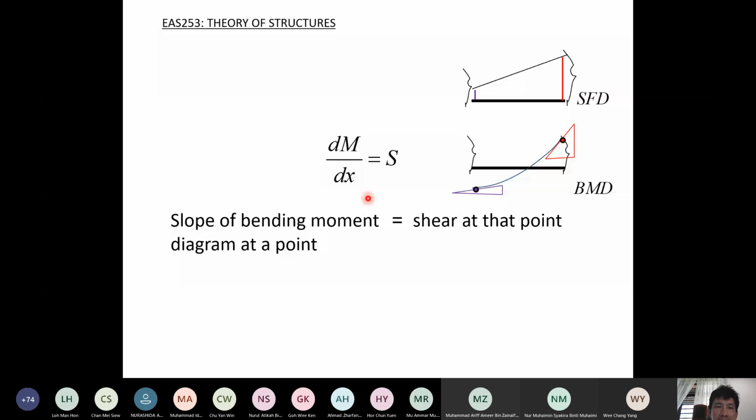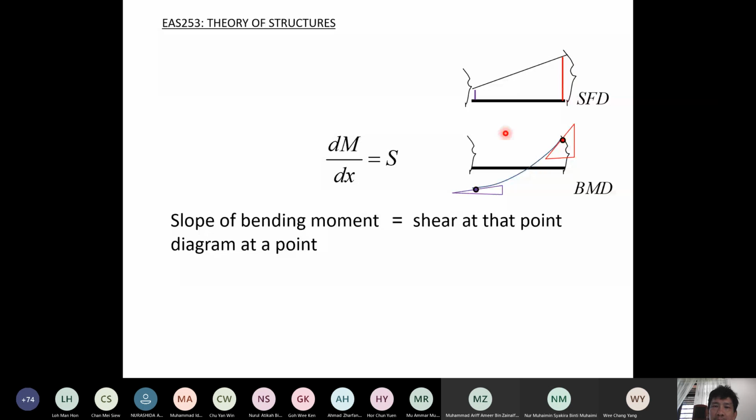So dM/dx, this is from calculus: the slope of the bending moment diagram at a point is equal to the shear at that point. I show you in this diagram, this is a bending moment diagram. The slope at a particular point, the red color here in the bending moment diagram, is equal to the shear at that point. So if this is positive shear, the slope is positive.